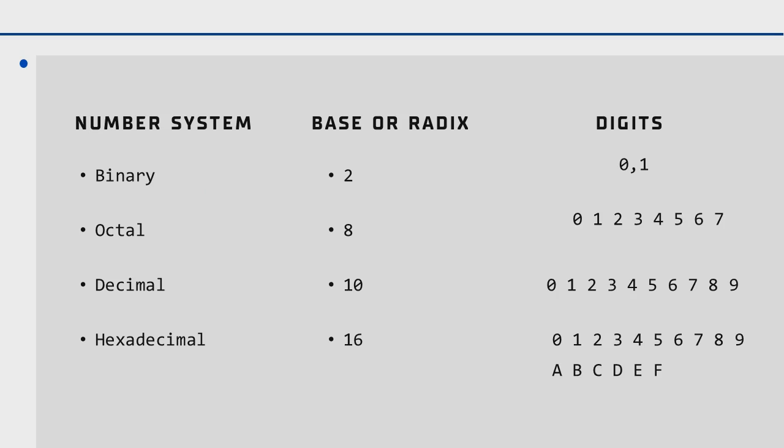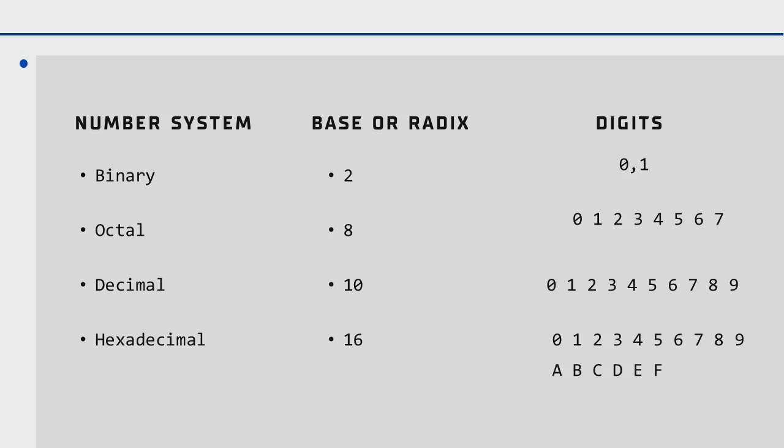These number systems are mainly different because of their base, also called radix, which tells us how many unique digits they use. The binary system has base 2 and uses only the digits 0 and 1. The octal system has base 8 and uses digits from 0 to 7. The decimal system, which we use in everyday life, has base 10 and uses digits from 0 to 9.